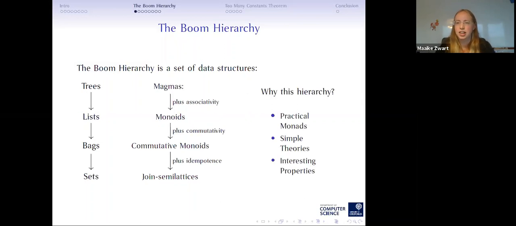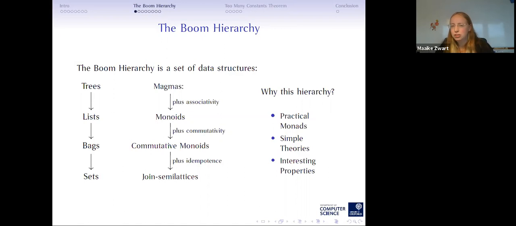And I've chosen to study this hierarchy because the monads you see here are very practical monads. In your first course in computer science, you learn about trees and lists and sets. They're such basic data structures. And the theories that present them are beautifully simple. They have a signature with just one or two operation symbols in them, depending on whether you consider the constant or not. And associativity must be one of the most common axioms you want in a theory. They're even in the axioms of category theory.